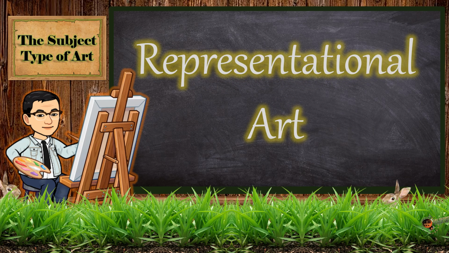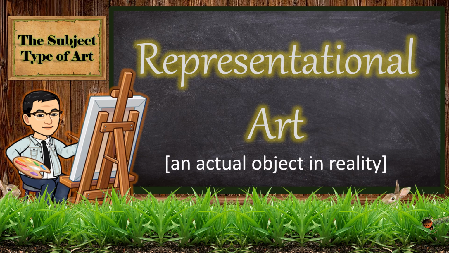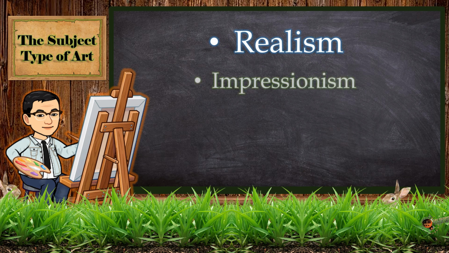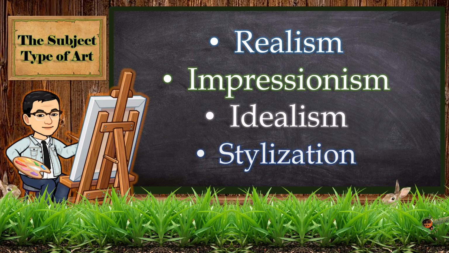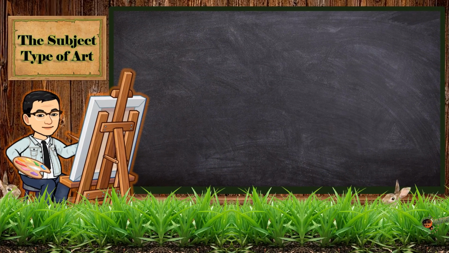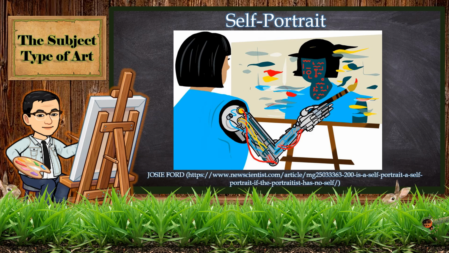The representational art. Representational art is art that is an actual object in reality. Representational art has subcategories which include realism, impressionism, idealism, and stylization. For example, a self-portrait, or when one draws or paints exactly like what is being portrayed.